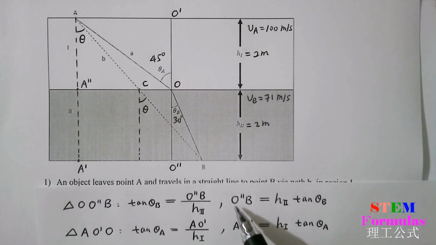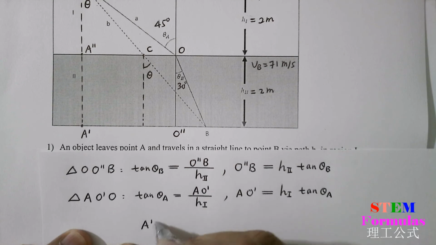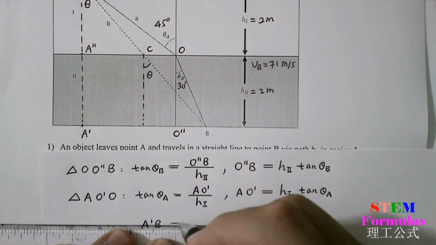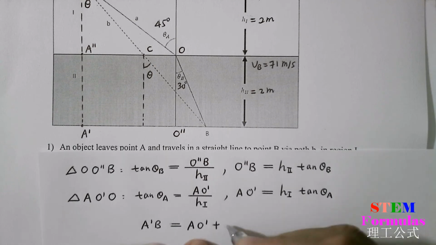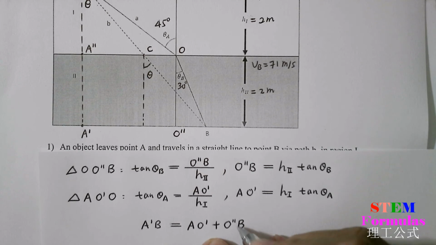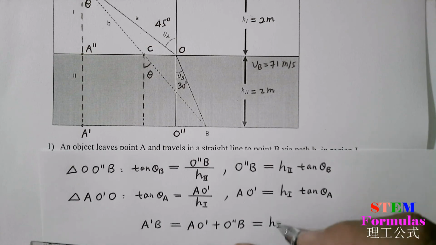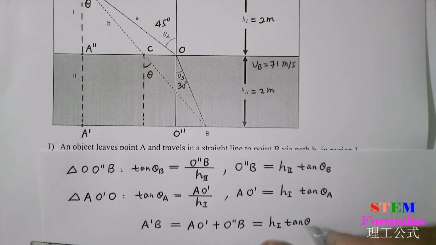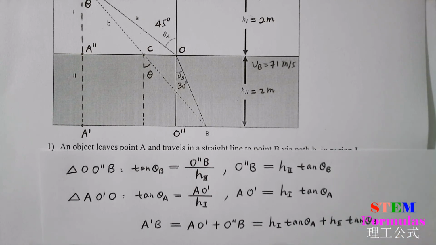Once I have O prime B and A O prime, I have the total A prime B equal A O prime plus O double prime B, equal H1 times tangent theta A plus H2 tangent theta B. So I have this equation.